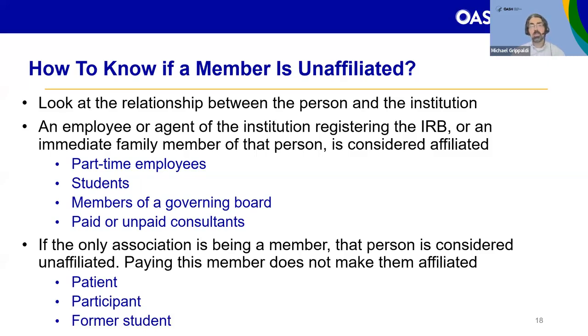An individual that has no affiliation with the organization registering the IRB, other than being an IRB member, is considered to be unaffiliated. Unaffiliated members can include people whose only association with the institution is that of a patient, subject, or a former student at that institution. Now, paying an unaffiliated member for their services on the IRB does not make them affiliated, and it does not cause a conflict of interest. So this is a small nuance here, right? If you're an employee and you're paid as an employee, you're affiliated. But if you're paid for your role as a member on the IRB, you're not affiliated.